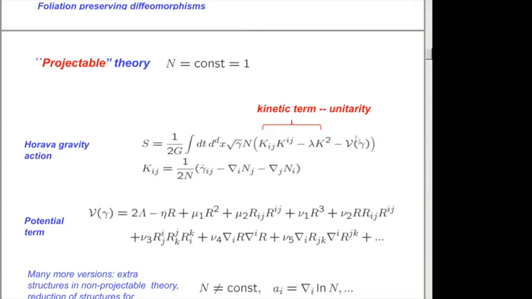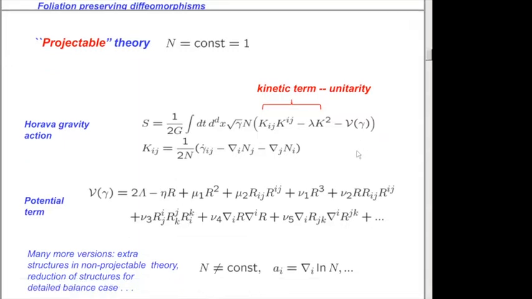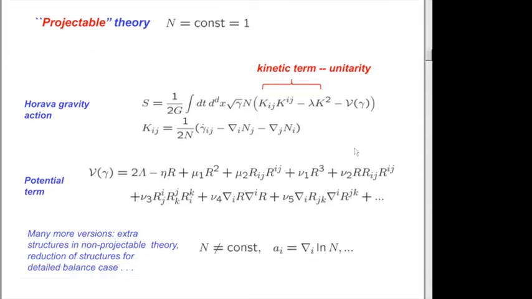And this spatial potential, not containing time derivatives, is usually constructed as an expansion in powers of spatial curvature invariants with respect to the d-dimensional spatial diffeomorphisms. That means that this potential V of gamma is generically constructed starting from the cosmological term, the Einstein term, but three-dimensional Einstein term, and then quadratic and higher order terms in powers of the three-dimensional Ricci tensor, scalar, and so on.